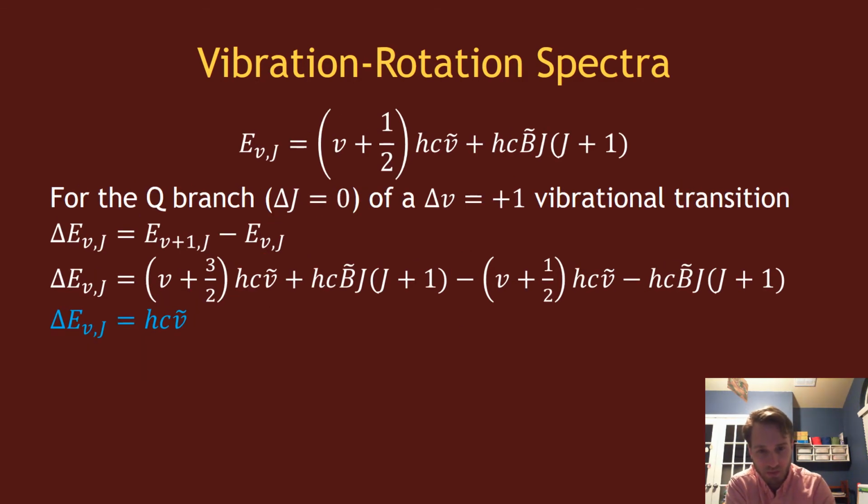Finally, the Q branch, right? There's no change in J, so the J terms just cancel with each other, okay? And you're just left with your vibrational peak, right? Which is what you should find. If there's no change in rotational state, then your peak should just be at the same location that you'd get for a normal vibrational transition, because that's all that's going on in the Q branch. You just have a regular vibrational transition.